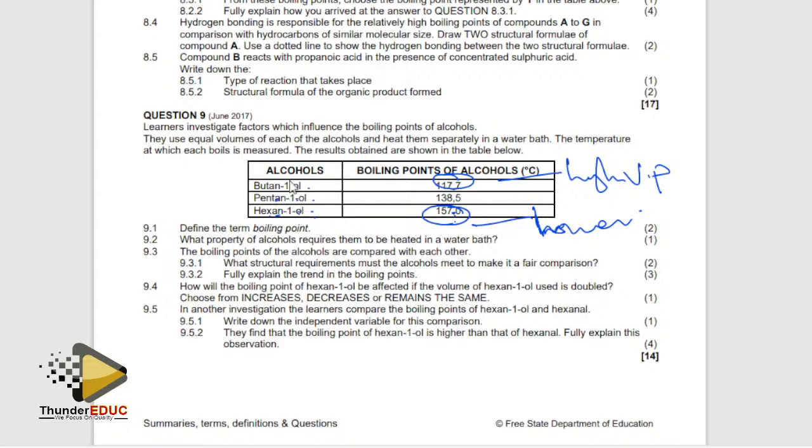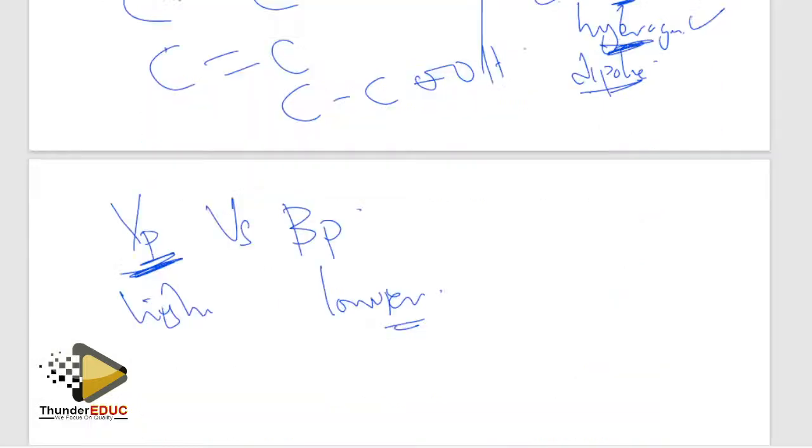This one still has the same type of bonds, but it has a higher number of carbon atoms. So the London forces are much greater than in butan-1-ol. You understand? It's going to require a lower temperature, or less heat, to break those bonds. Hence, the boiling point is going to be lower, and the vapor pressure a little bit higher. So I think I'm done with that, unless you have any questions.